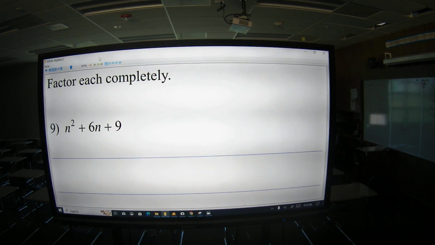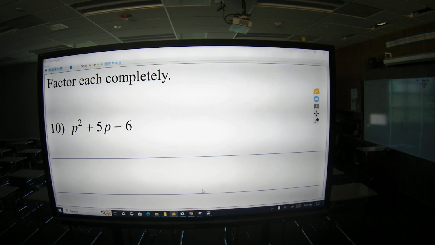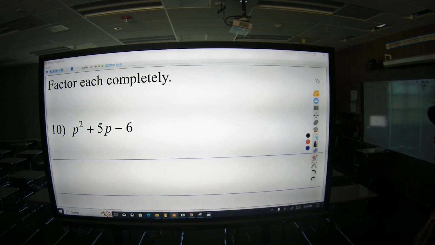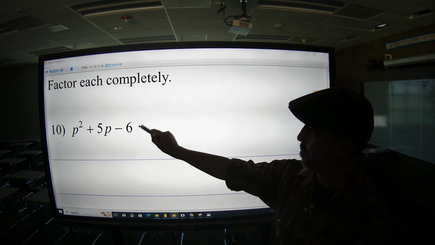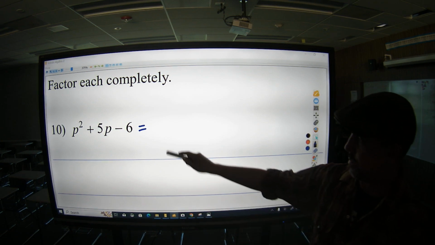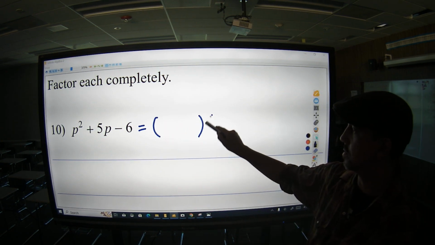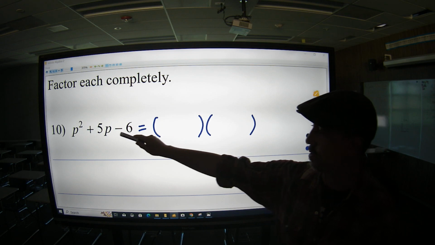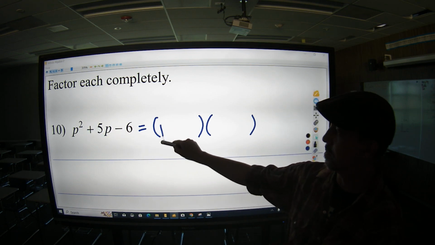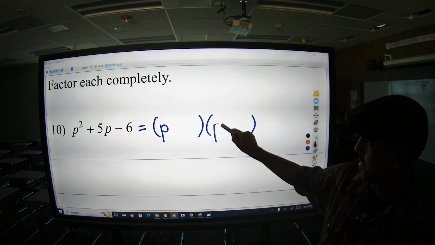Let's go over that. This is one of the things that I'm more concerned with. And again, some people catch on to this really quickly. Other people need way more practice until they start to feel like they're really grasping the concept. So let's go ahead and set it up. Like I said, put an equal sign. Give yourself some blank parentheses. Okay. Notice the variable in this case is p squared. So we'll have a p here, and we have p right there.